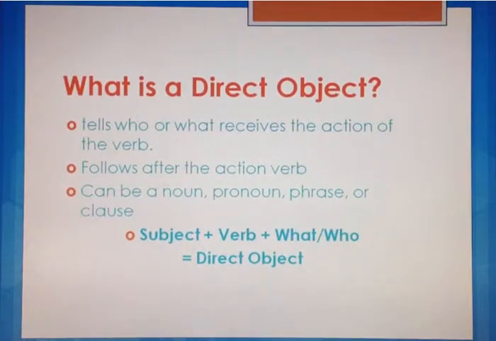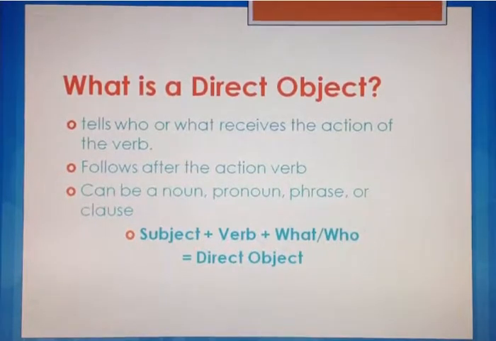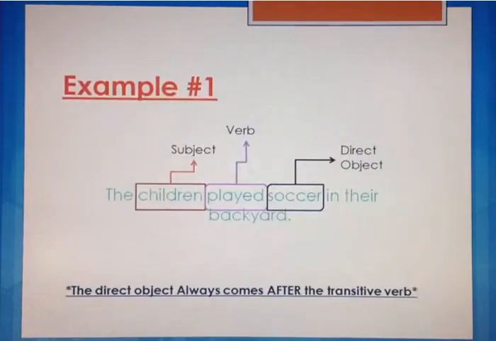The direct object of a verb is the word that receives the action. The sentence structure is the following: subject plus verb plus what or who equals direct object. Here is an example. The children played soccer in their backyard. The word played is the verb in the sentence, and the children are the subjects. You need to ask yourself, what did the children play? So in this sentence, soccer is the direct object.